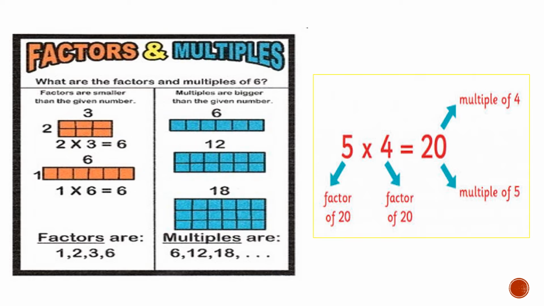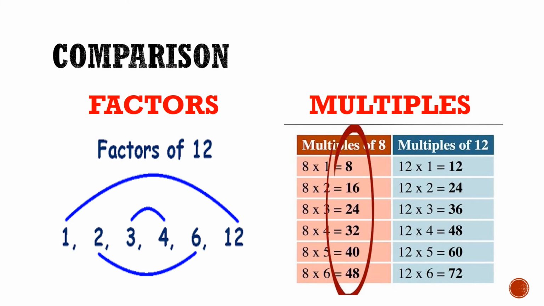Let us see another example. 5 into 4 equal to 20. Now you can see 5 and 4 you are multiplying to get 20. The numbers multiplied are the factors and the product obtained is the multiple. So 5 and 4 are the factors and 20 is the multiple of 5 and 4 also. Now see the comparison between factors and multiples.